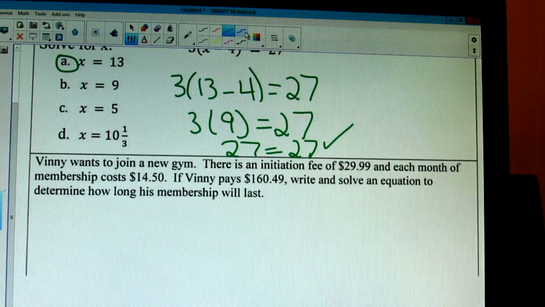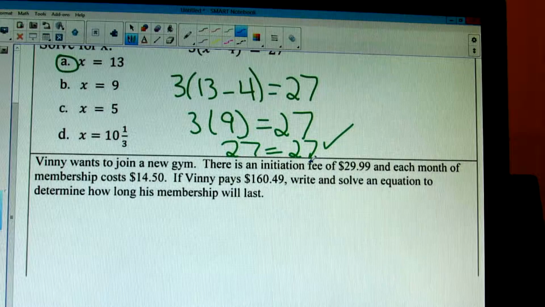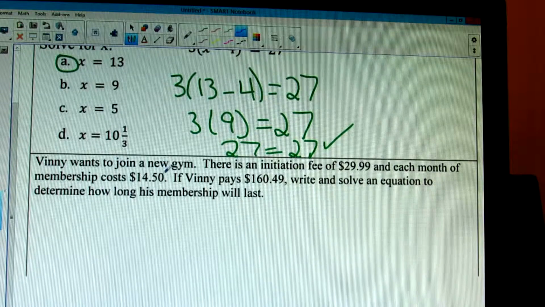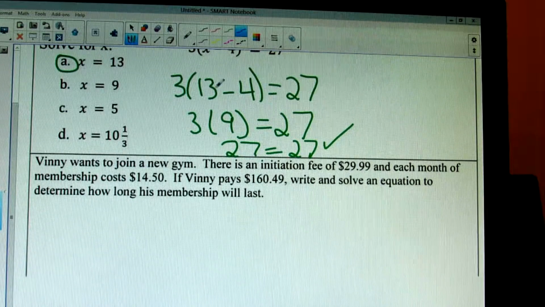All right, next question. Vinny wants to join a new gym. There's an initiation fee, that's usually like a starting fee, of $29.99, and each month of membership costs $14.50. If Vinny pays $160.49, write and solve an equation to determine how long his membership will last. All right, sounds good. So let's start this off.